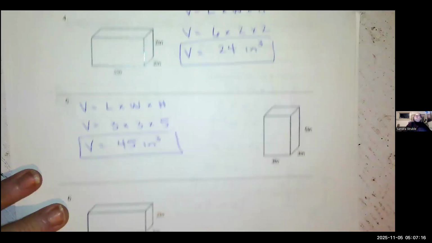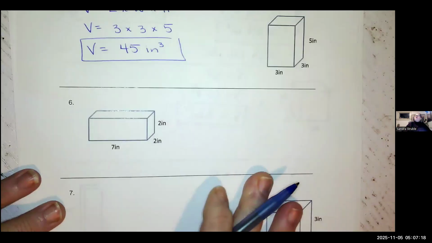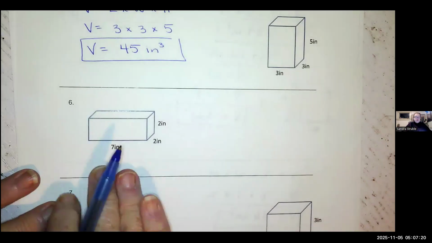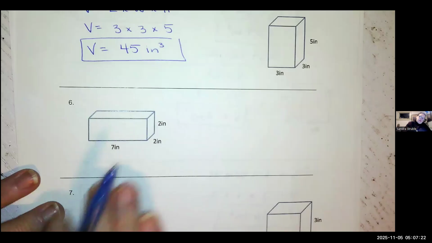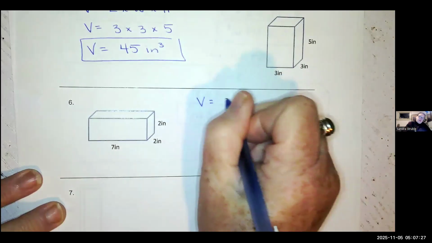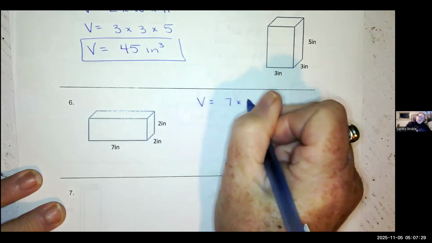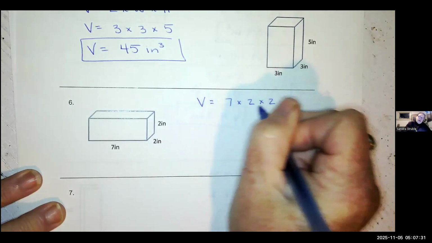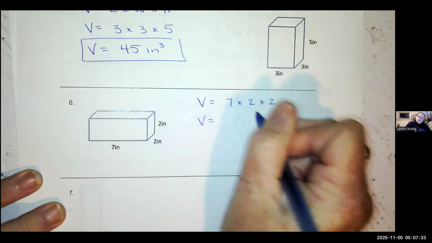Okay. Again, rectangular solid. Pause the video. Do this one yourself and come back to see how you did. Volume is 7 times 2 times 2, length times width times height. 14 times 2 is 28. And this is inches cubed.